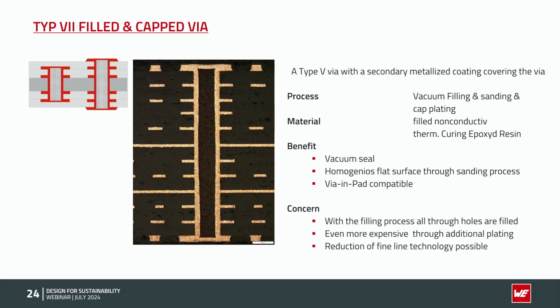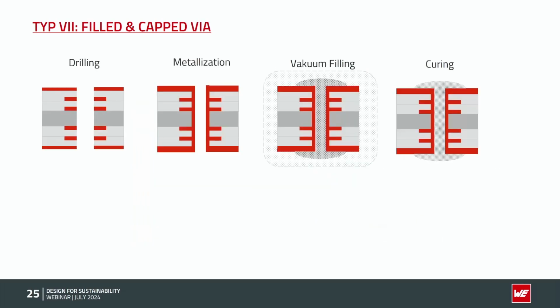And this is an extract from our filling webinar 1.5 years ago. If you want to have a look, you will find it on our webinar database. So how is it produced? Of course, we have to drill the via. We go to the galvanic, make the metallization on top and into the via.